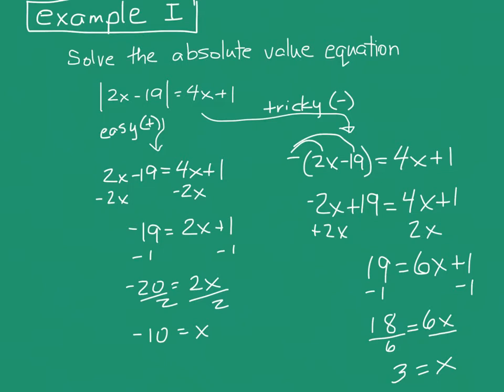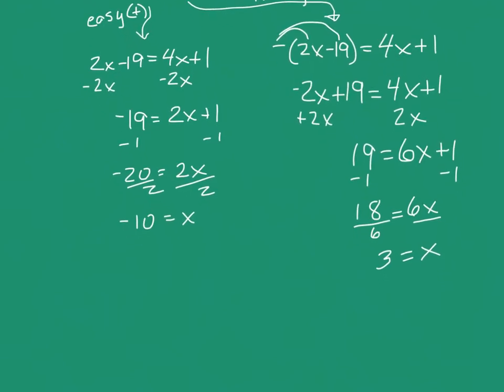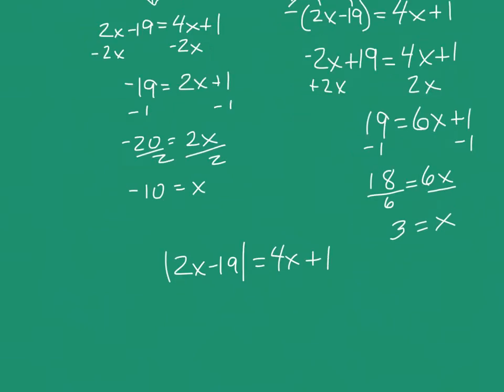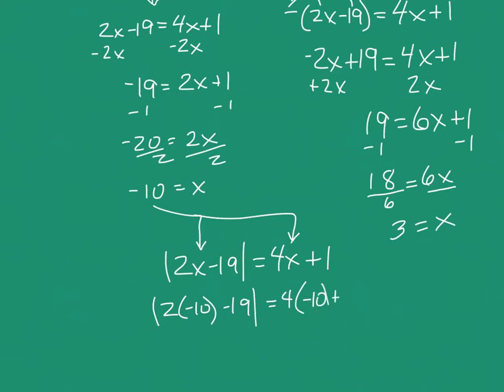All right. Now I'm going to take these answers back to my original equation, which said the absolute value of 2x minus 19 equals 4x plus 1. And I'm going to replace x with each one of these answers. All right. We plug the negative 10 in for x. There and there. So we get the absolute value of 2 times negative 10 minus 19, equals 4 times negative 10 plus 1.